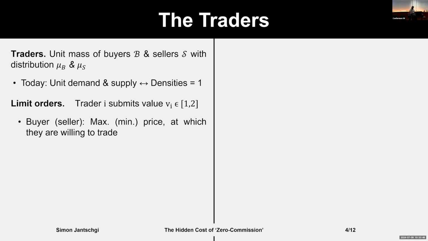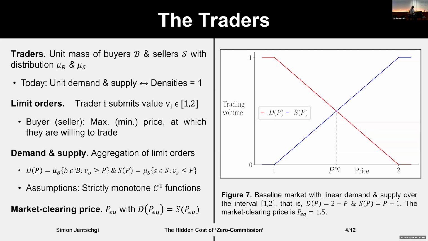Now, traders are going to submit limit orders to the market, where a limit order for a buyer is going to specify the maximum price at which they're willing to buy a financial asset. So as soon as the price hits that value or a value below that, the limit order is going to be executed, and similarly for the seller. When we aggregate these limit orders, we get the classical picture of a demand and supply model. The demand at price P is the mass of all traders with a limit order that has a value strictly greater than P, and similarly supply is the mass of all sell orders with a value less than or equal to P.